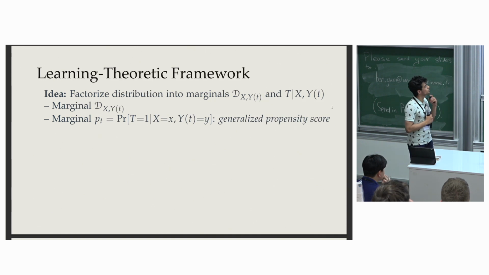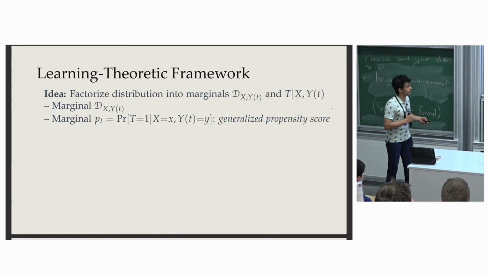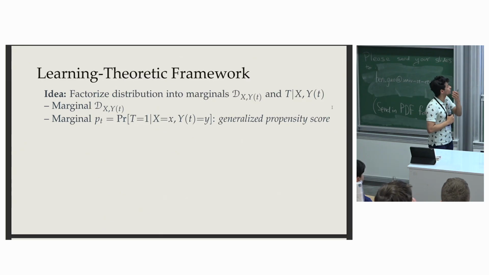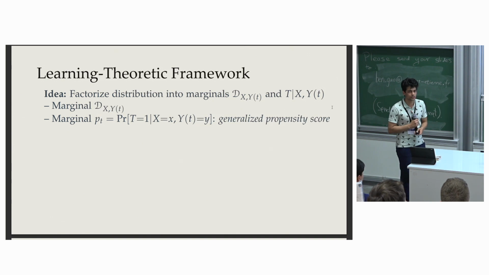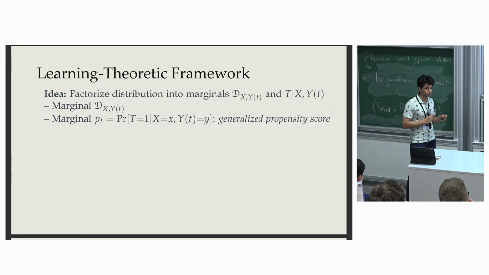Okay. So let's move to introduce some notation before getting to our results. The first step is to lay out the problem in a learning theoretic framework. And here a somewhat important step is to have the right factorization of the joint distribution. We factorize it into a marginal of features and outcomes and something that we call a generalized propensity score, which is the probability that the treatment is assigned conditioned on an individual's covariates and outcomes. Notice that we don't really see both outcomes for each individual, so this may not in general be identifiable itself.